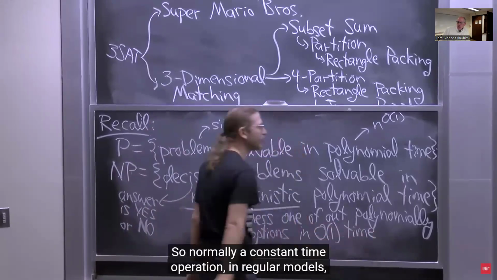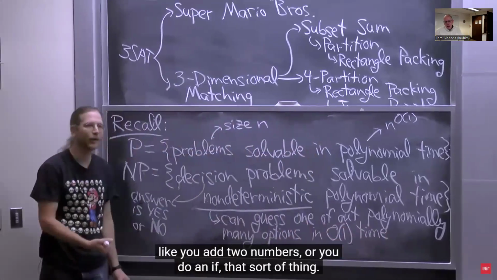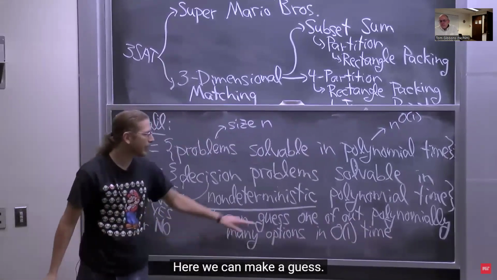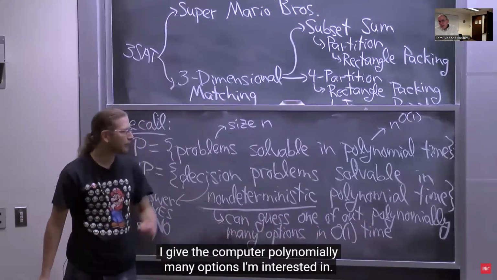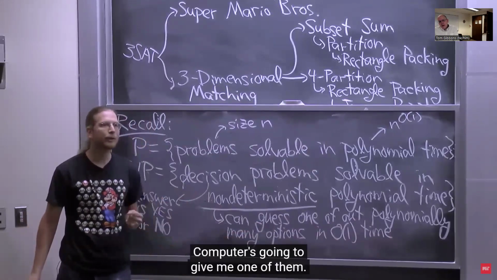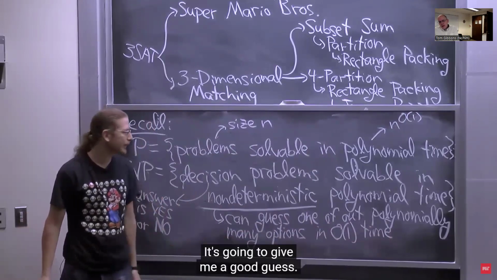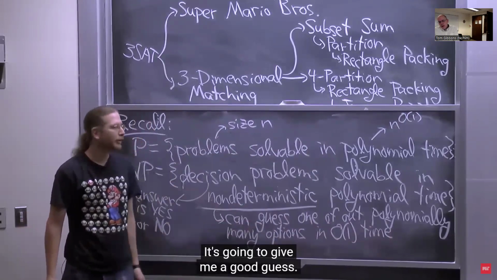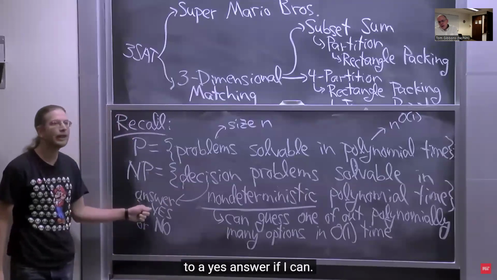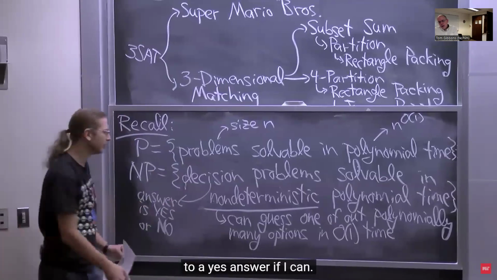With complete constant time operation in regular models, like you add two numbers, or you do an if, that sort of thing. Here we can make a guess. I give the computer polynomially many options I'm interested in. The computer's going to give me one of them. It's going to give me a good guess. The guess is guaranteed to be good. And good means here that I want to get to a yes answer if I can.